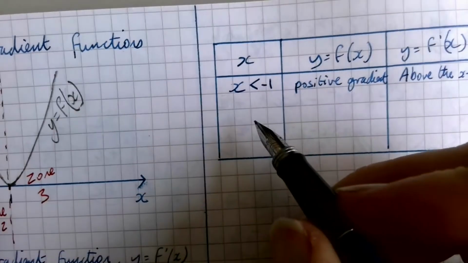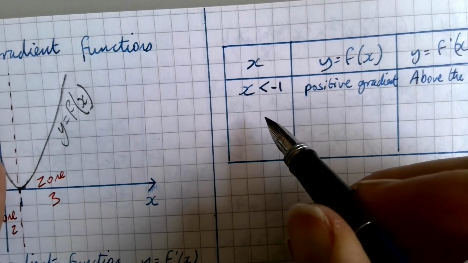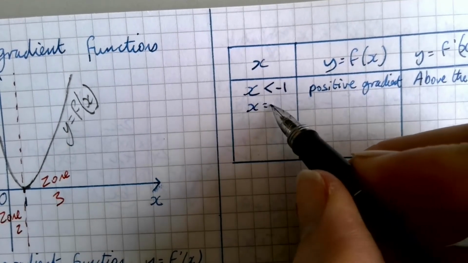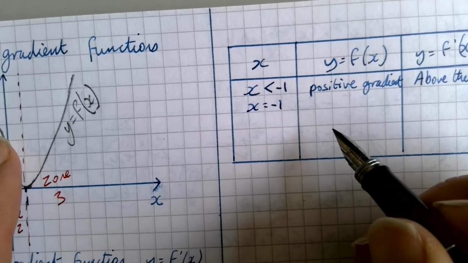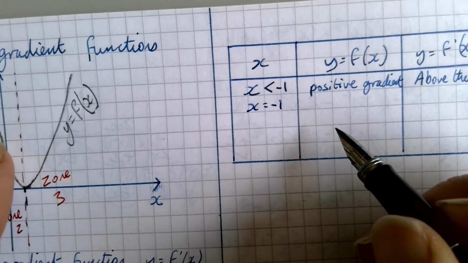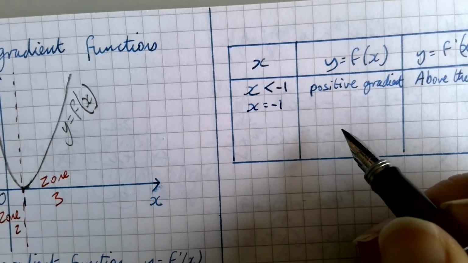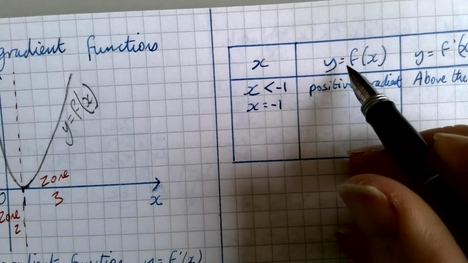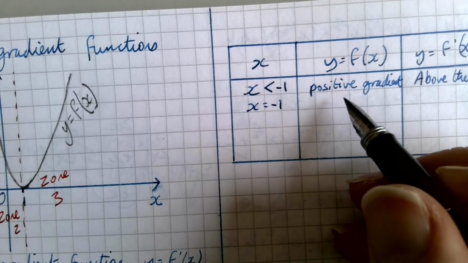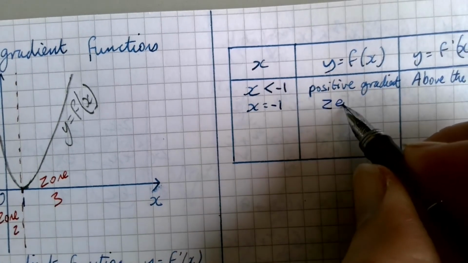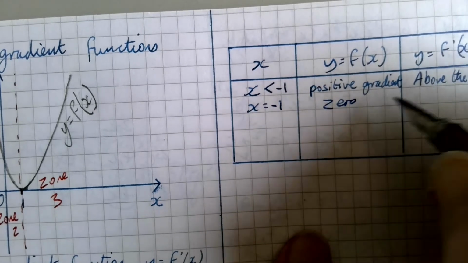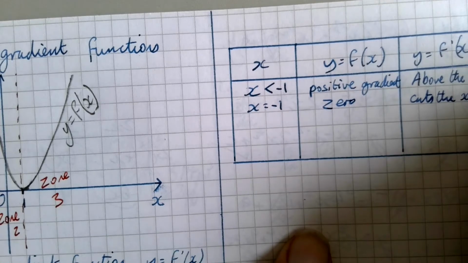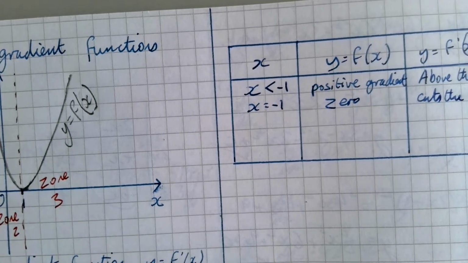Then the next thing that happens is, that was zone 1, then we get the stationary point. So when x equals negative 1, it's stationary. And what does stationary mean? That means it's going to be a value of 0, isn't it? A 0 gradient. And that means cutting the x-axis, because the x-axis is the line y equals 0.